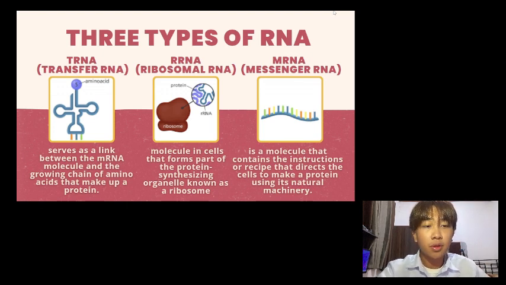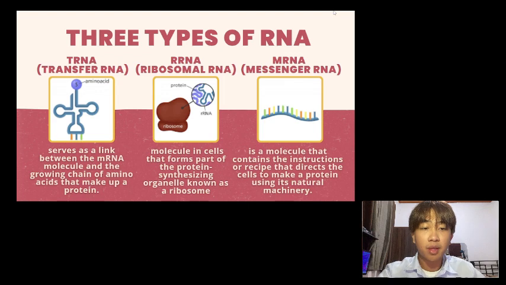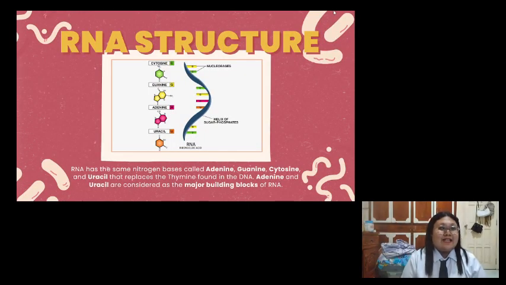Ribosomal RNA is a molecule in cells that forms part of the protein-synthesizing organelle known as ribosomes. This RNA is a main component of ribosomes, and rRNA combines with special proteins to form ribosomes, which then read mRNA to form proteins. Essentially, ribosomes contain RNA and help build proteins. RNA, ribonucleic acid, is a molecule that plays a crucial role in various biological processes, including protein synthesis, gene regulation, and the transmission of genetic information.